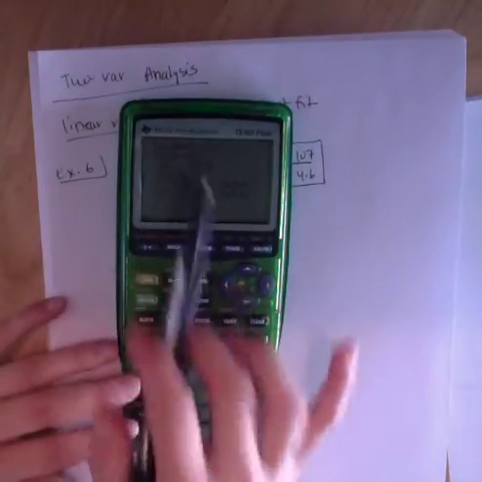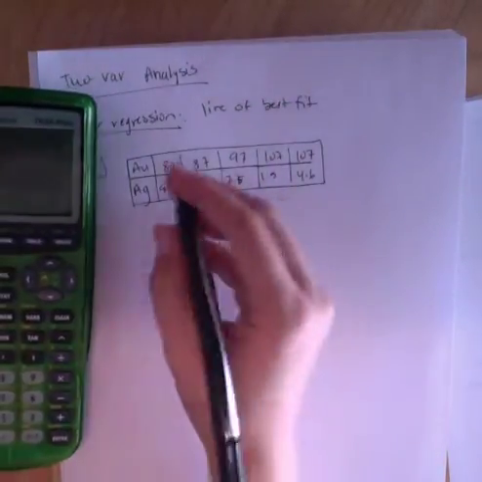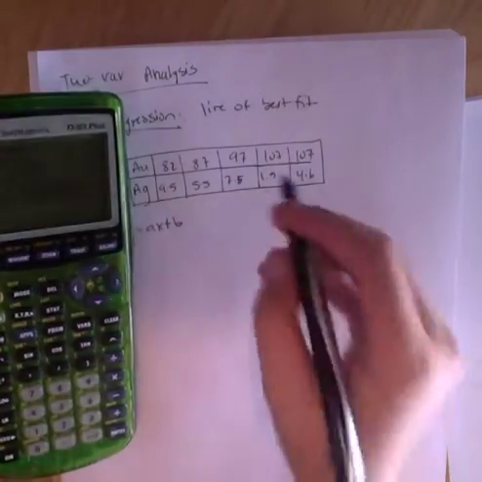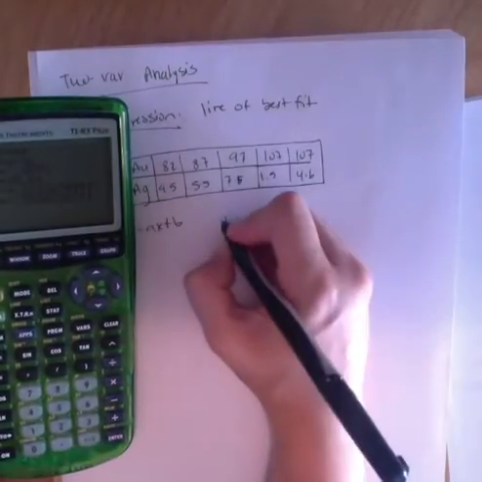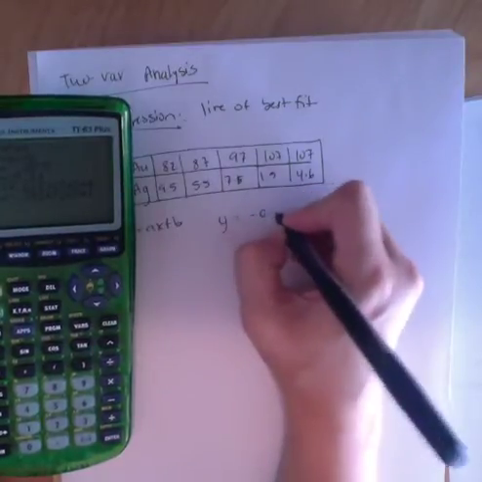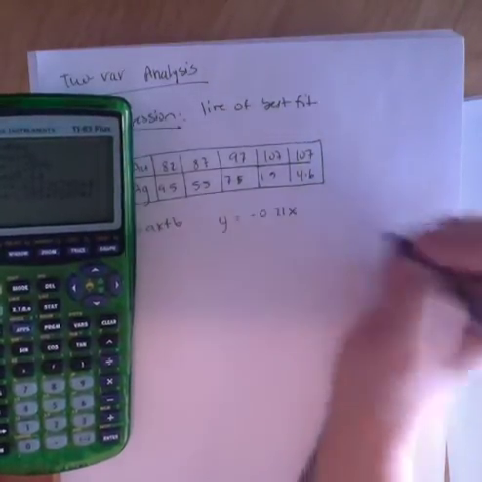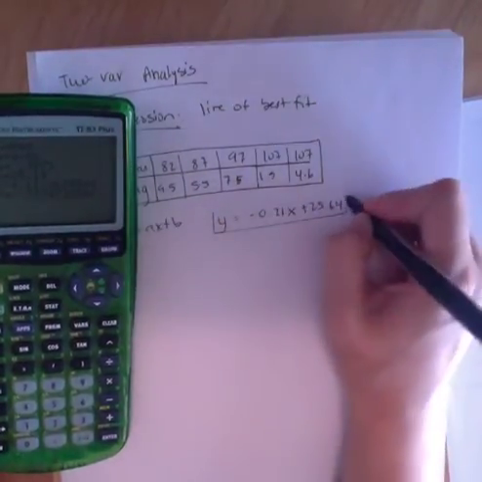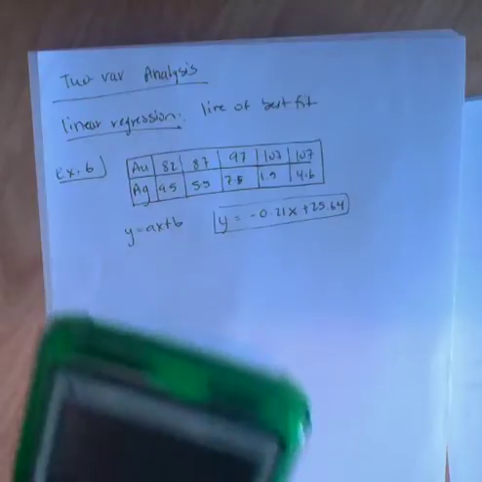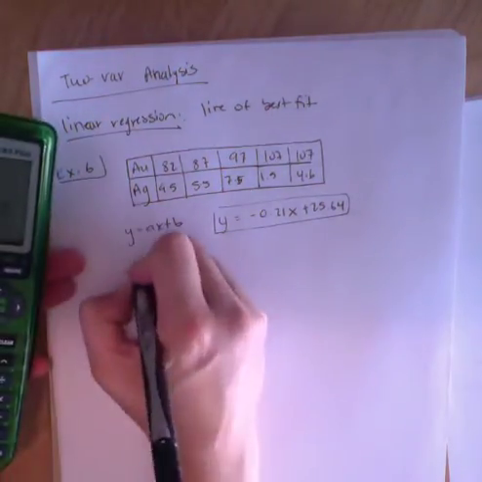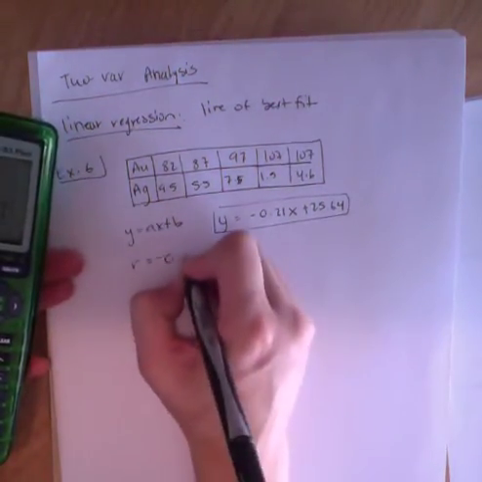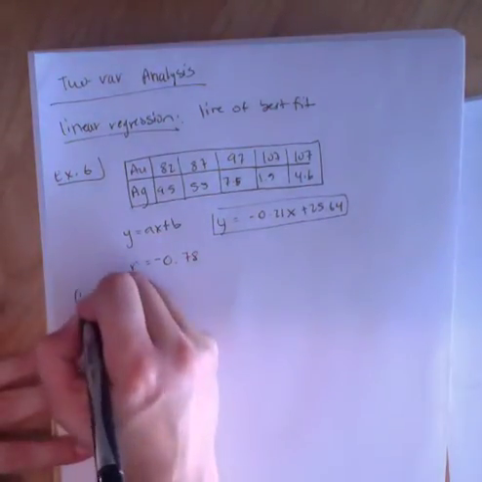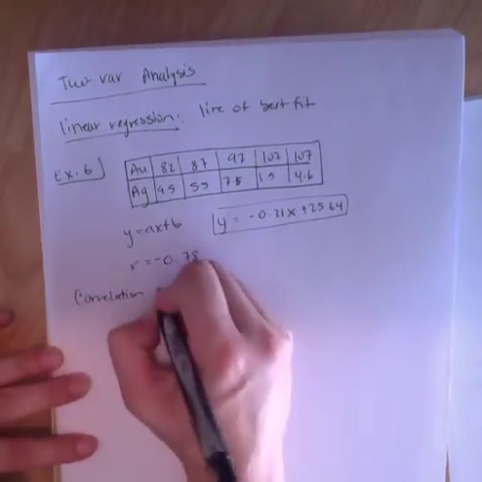Now it's a linear regression, meaning it's in the form of the line. So we're looking for y equals ax plus b. It gives me the a. So I'll have y is, my a is my slope, negative 0.21x, plus my b, which is 25.64. This is the equation of my line. Now we have this r. I'm going to write down what the r is, and I'm going to talk about it. Okay, so this is my r. What we call r is our correlation coefficient.